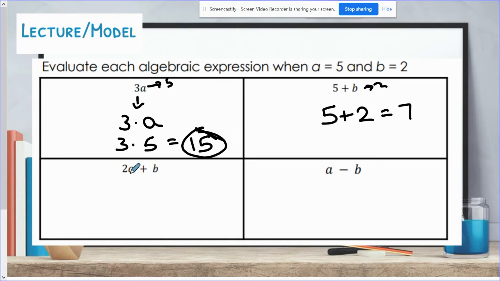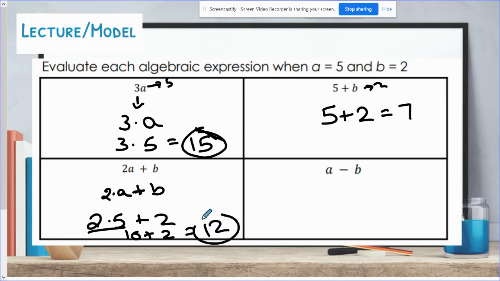All right, let's get into 2a plus b. 2 times a and then plus b. Remember that 2a means 2 times a. So we're going to plug in the 5. 2 times 5 plus 2. 2 times 5 would give us 10, plus 2 would give us 12. All right, last but not least, a minus b. We know that a is 5, b is 2. 5 minus 2 is 3. All right, let's move on.